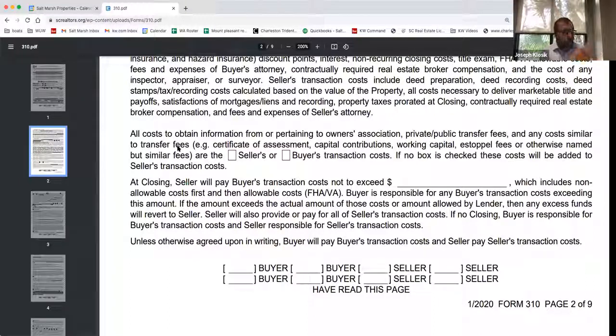Okay. So what that means is in the event that anybody has to pay for a certificate of assessment, which is basically a fee that the HOA charges, or if there's a capital contribution fee, any sort of fee that has to be contributed to the HOA, you have to have one of these selected. If they are not selected, they will automatically be added to the seller side. Here's why this is important.